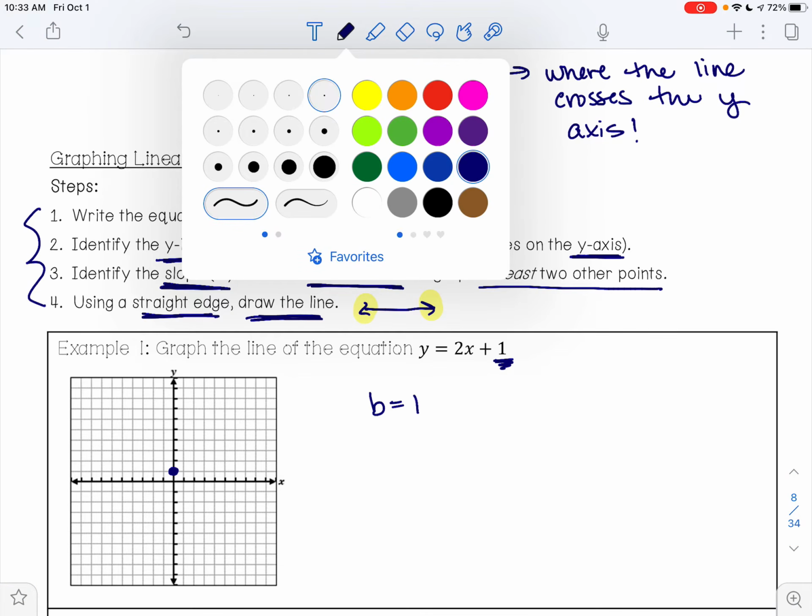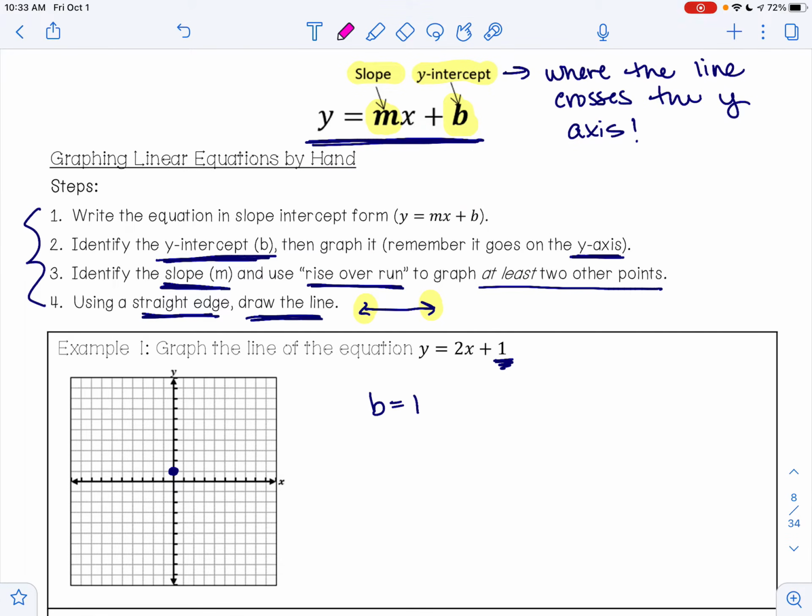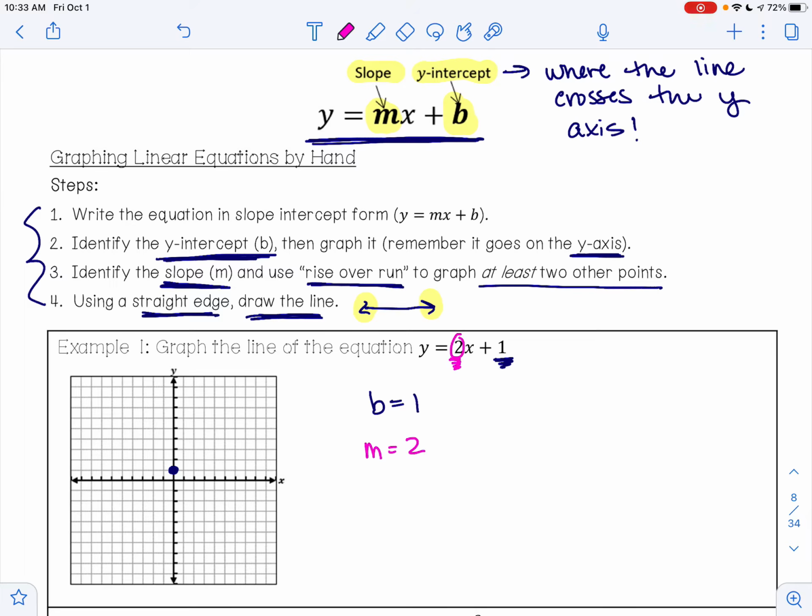Step 3 is I'm going to move with m. So I need to identify my slope. Your slope is always the coefficient of x, that number in front of x. Here, my slope is 2. One way you can think about it is that this is like 2 over 1. So if I'm using rise over run for my slope, this is telling me to go up 2 because it's positive, and go right 1 because it's positive. So from my y-intercept, I'm going to go up 2 and to the right 1.